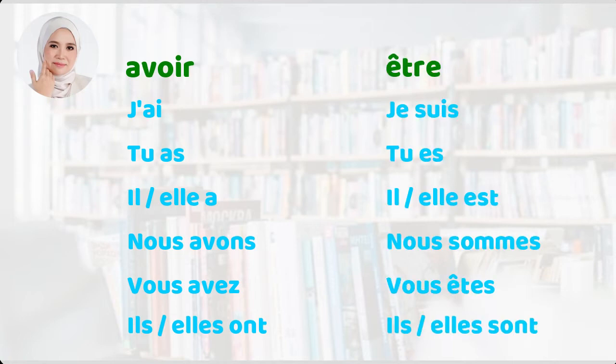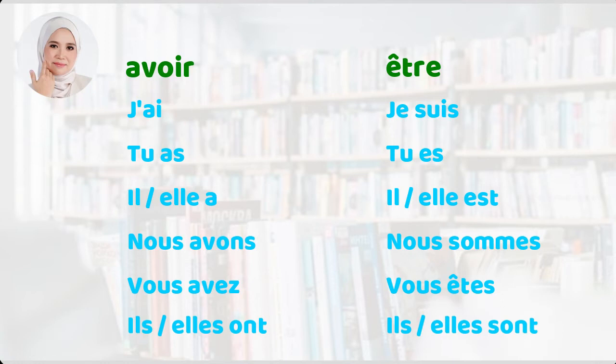You have your avoir: j'ai, tu as, il, elle a, nous avons, vous avez, ils, elles ont. You have être: je suis, tu es, il, elle est, nous sommes, vous êtes, ils, elles sont. Right?